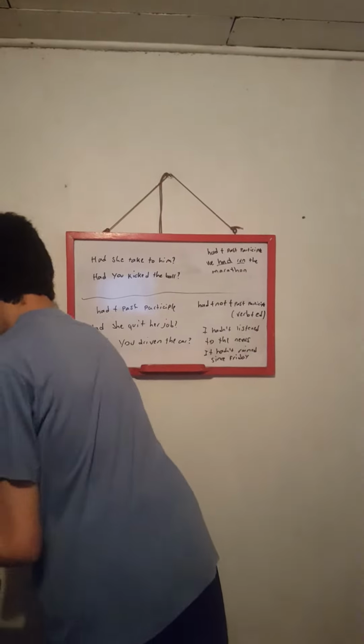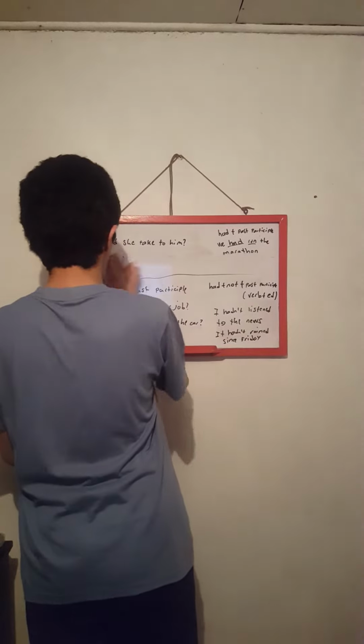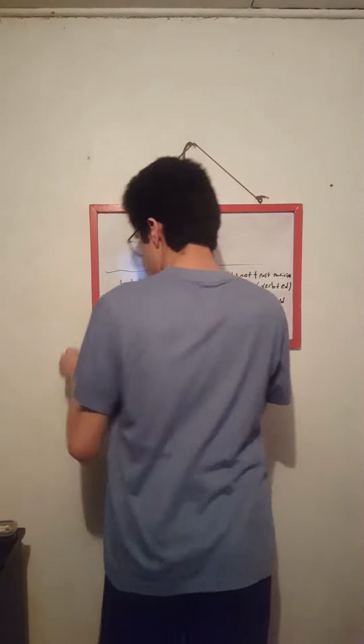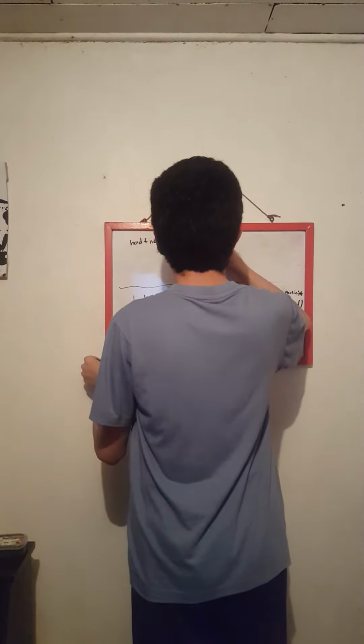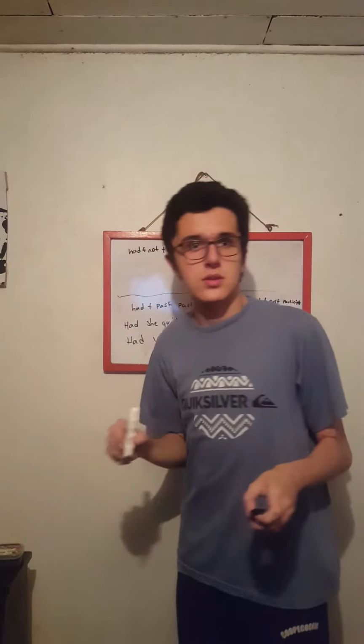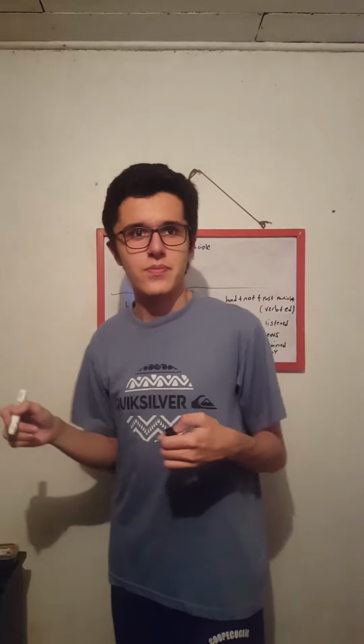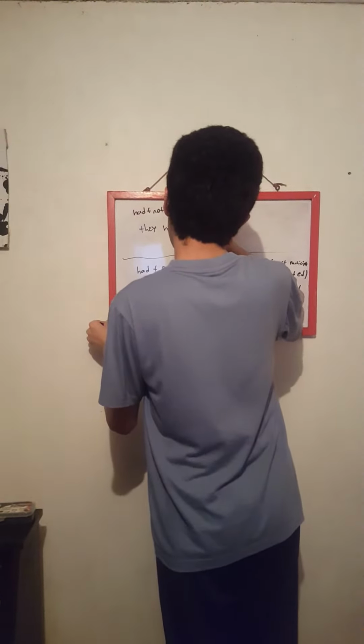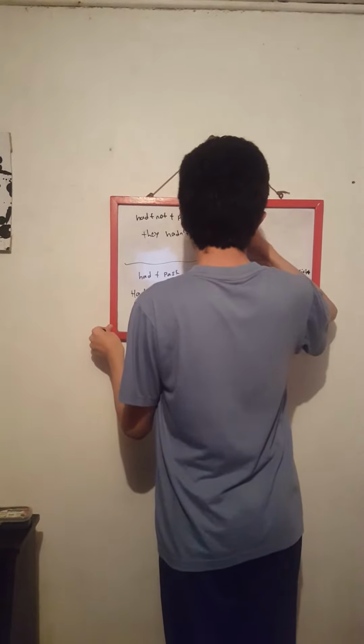The form for irregular verbs is had plus not plus the past perfect form. Examples. They hadn't paid for dinner.